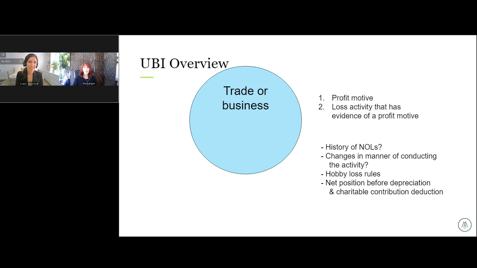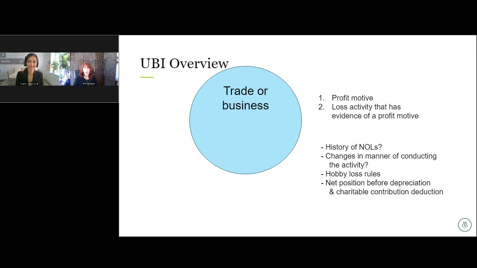And you're going to look at your net position before depreciation or charitable contribution deduction. So you still might have an overall loss due to depreciation, but if you have profit before that, it could often fall into the trade or business bucket. Now, the IRS goes back and forth on this. If it's a loss one year, they're going to say there's no profit motive. If it's profitable the next year, they're going to say it's a trade or business. So this is something that you need to track and stay consistent on.